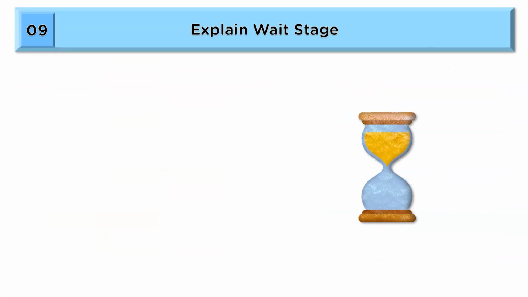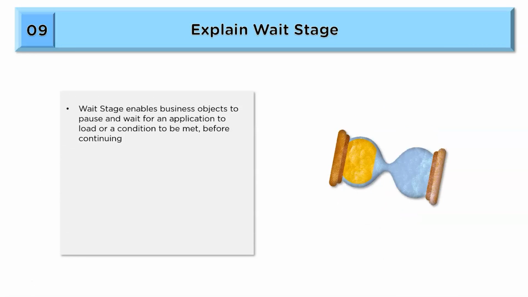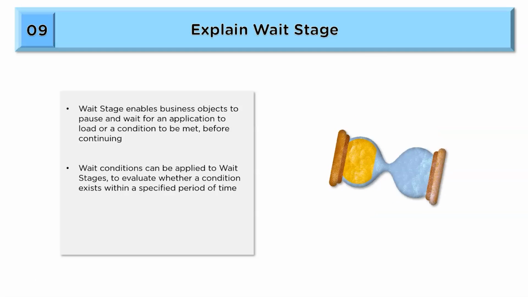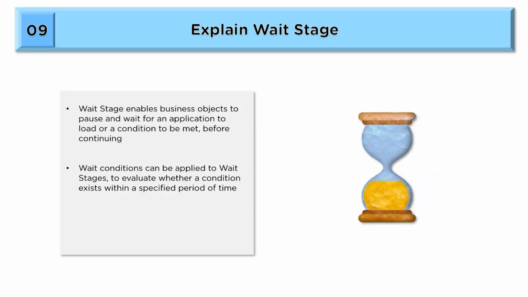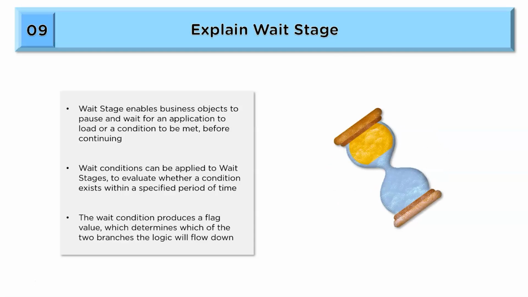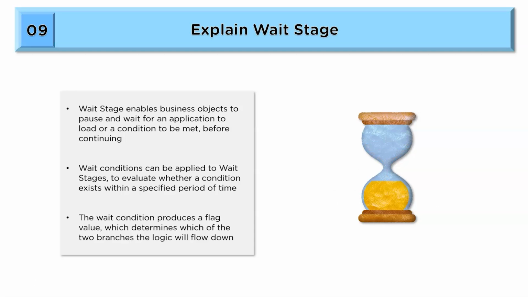Explain wait stage. Wait stage enables business objects to pause and wait for an application to load or a condition to be met before continuing. Wait conditions can be applied to wait stages to evaluate whether a condition exists within a specific period. The wait condition produces a flag value determining which of the two branches the logic will flow down. It is best to include a conditional wait stage at the start of every object diagram.